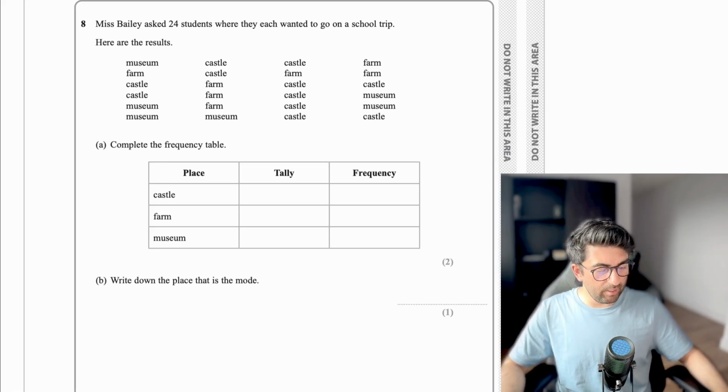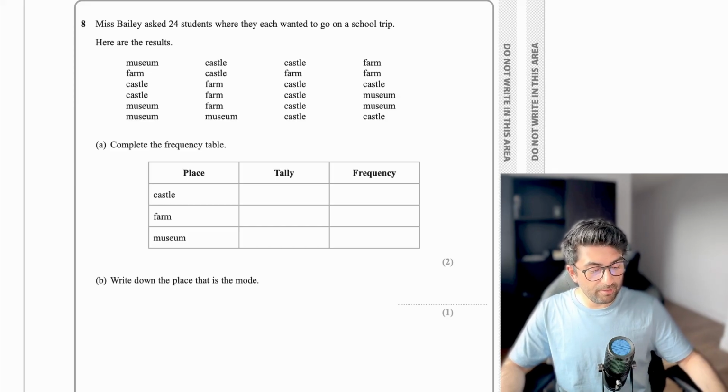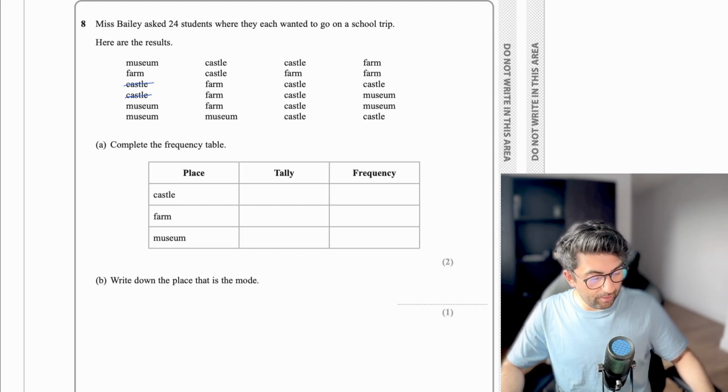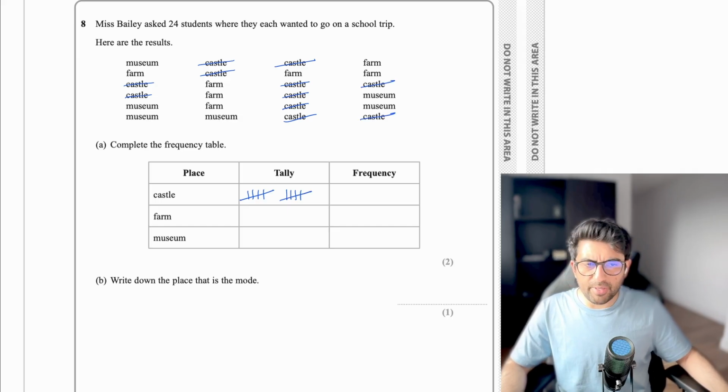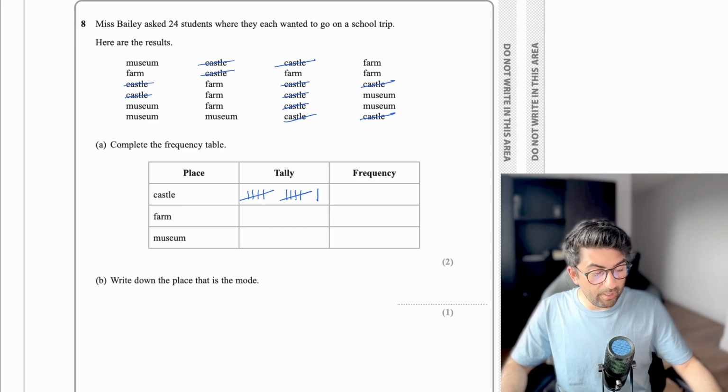Okay, so let's start with the castle on the frequency table. So how many students wanted to go to the castle? We've got 1, 2 there. So we'll tally those in. We've got 2 more there. We'll tally those in. And when we're doing 5 on a tally, we cross through it. There's another 1, 2, 3, 4. 1 more there, and 1 more there. So I think I've got all the castle ones. Okay, next one. Farm. So let's see how many want to go to the farm. There's 1.